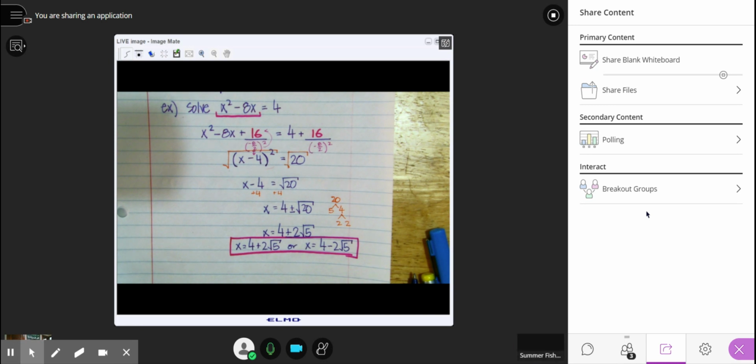Correct. The square root is always a positive solution and a negative solution. I have to consider both possibilities.